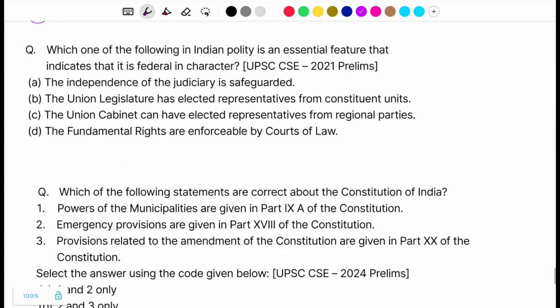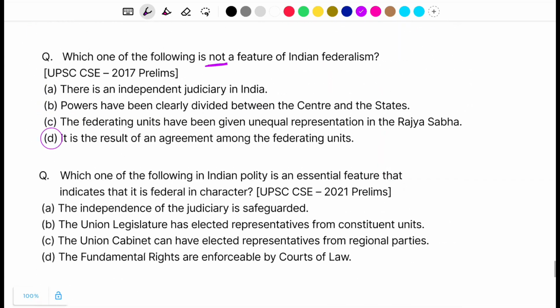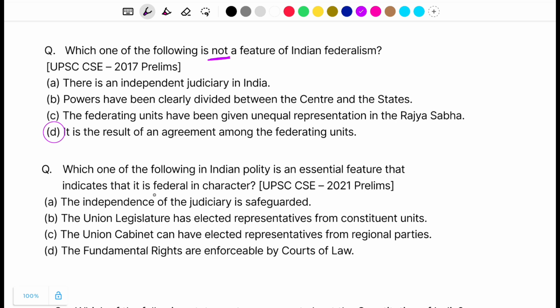Next question. Which of the following in Indian polity is an essential feature that indicates that it is federal in character? UPSC has a greater interest in the term federalism. There are frequently questions asked from this topic, so you must pay attention to it. Anyhow, we will discuss this in greater length in coming chapters.